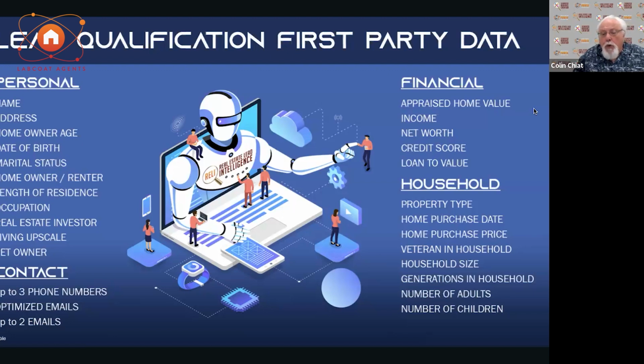So what our program does, A, we identify them, B, we get their home address, then we get their phone numbers, and we get their emails and their first and last names, right? That's the most important. Then we supply you with all the personal, contact, financial, and household data and their behavioral habits, okay?